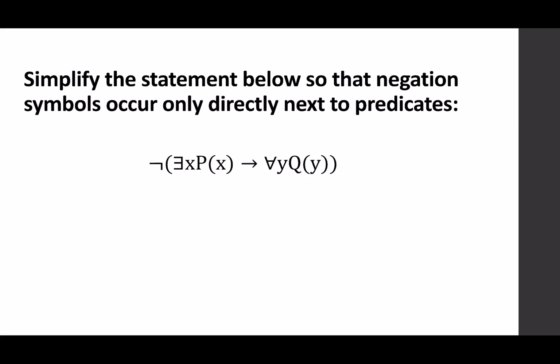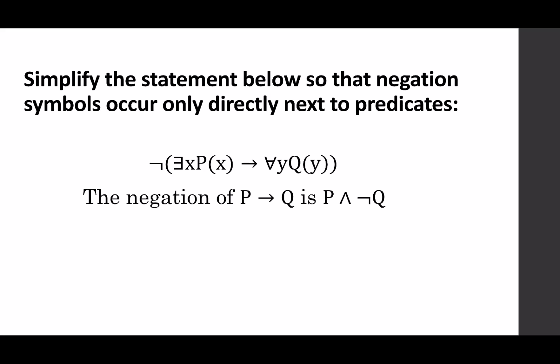Let's simplify the statement below so that the negation symbol occurs only directly next to the predicate. We have the negation of there exists x, P of x implies for every y, Q of y. As a reminder, the negation of P implies Q is P and not Q.